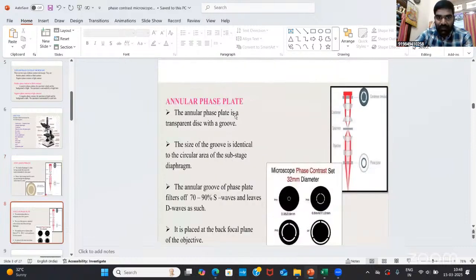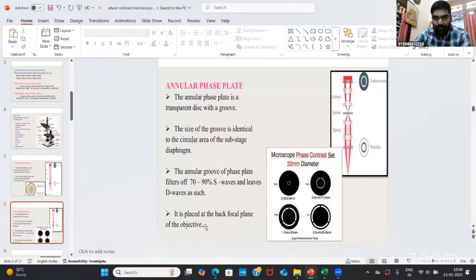The annular phase plate is a transparent disc with a groove. Okay, the size of the groove is identical to the circular area of the substage diaphragm. The annular groove of the phase plate filters 70 to 90% of the S waves, and leaves the D waves as such. Okay. It is placed at the back focal plane of the objective.